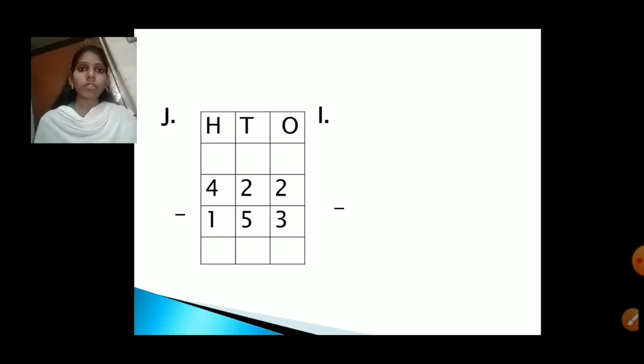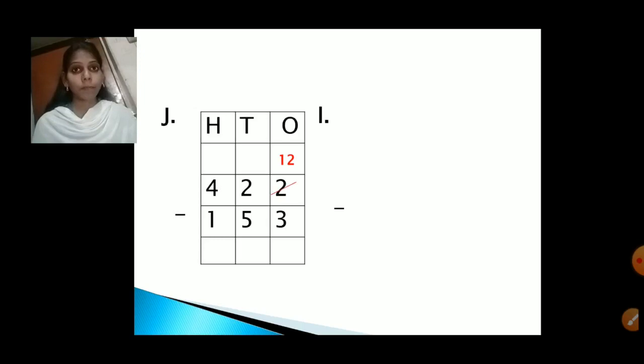Yes, we will borrow from the tens place. Right? We will borrow from the tens place. So we will borrow 1 ten, that is 10, and we will add it to the 2 ones. So 10 plus 2 equals how many? 12. So we'll cut 2 and we will write 12. Now what will we subtract? Which number will we subtract from which number? Yes, we will subtract 3 from 12. Hence 12 minus 3. Now tell me what will come. What is your answer?